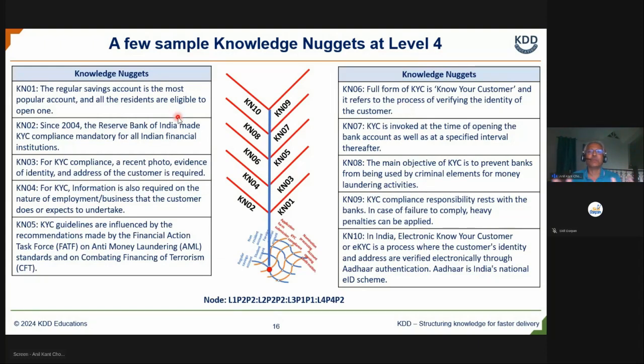Here, I've given a sample of knowledge nugget at level 4, the lowest level, right? This was the picture, if you remember, the last level. I'm looking at this particular node, which is regular saving account and KYC, right? I've given some 10 sample knowledge nuggets. Most of it are more like definitions. Some of them could be even a rule, right? But most of it is basic kind of information. But to know the banking to that level, you need to understand it, right? In actual practice, it will be much more.